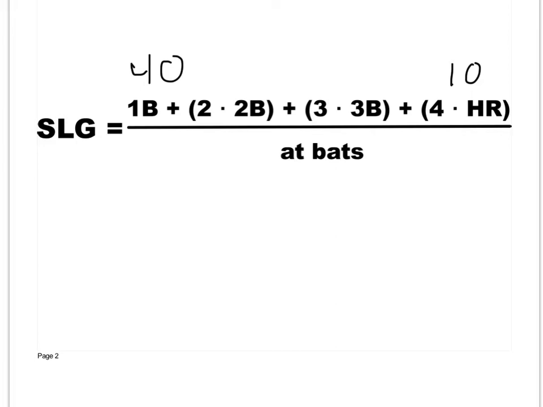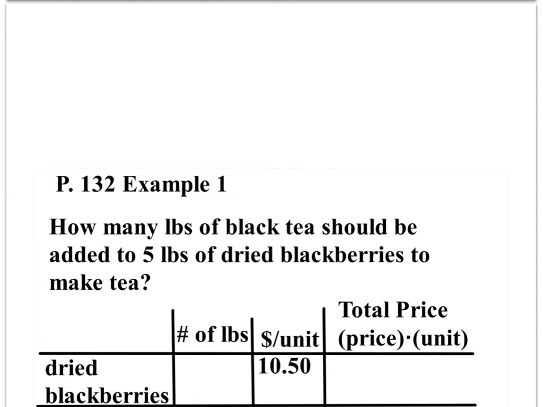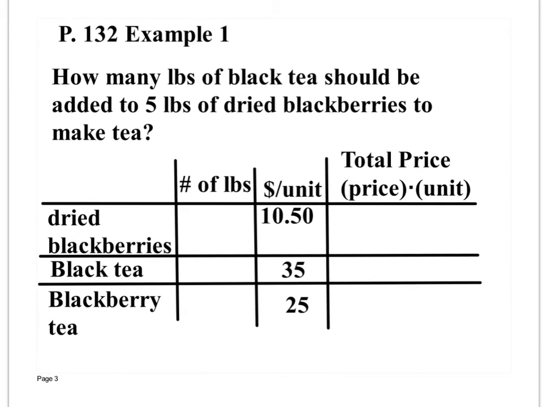Okay, you take how many times you get a single, times that, add that to how many times you get a double, triple, home run, and then you divide that by how many times they're at-bat. That's how they find slugging. Okay, this is an example of a weighted average. All right, you don't need to write this down. What you need to do is open your book to page 132. We're going to do example number 1. I think it's just beneficial if you just read it instead of writing this down.